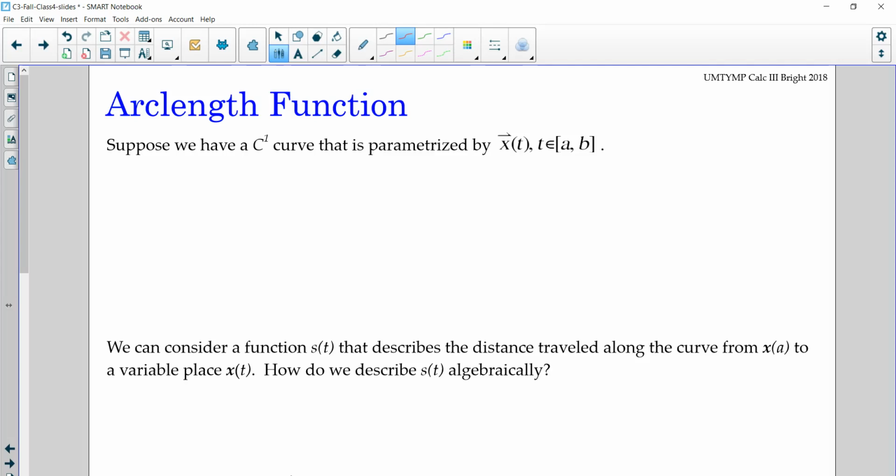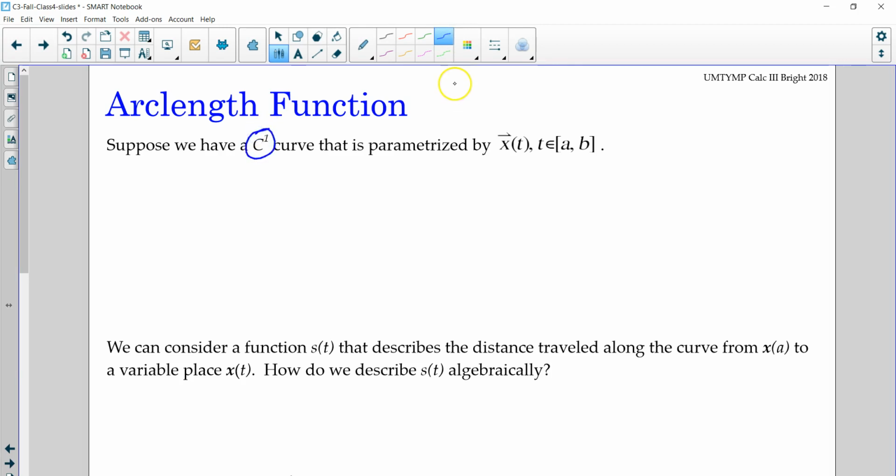Alright, in this video, it's the third video for week 4, we're going to discuss arc length as a function. In the previous videos, we've talked about arc length just in terms of general computation and some notes related to it. Now we actually want to think about it as a function. So first we have to have a C1 curve.